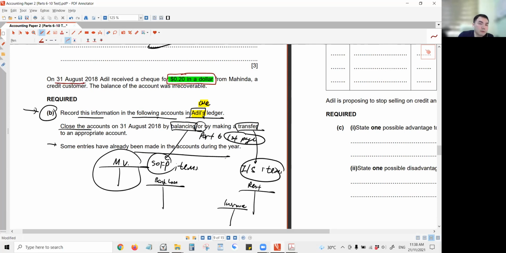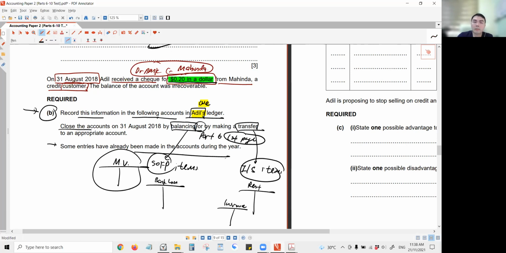On 31st August 2018, we received a check from Mahinda, a credit customer. In fact, here it has told you that Mahinda is our customer. Even without this line, you must know Mahinda is our customer by observing the T account. What should you do? Debit bank, credit Mahinda, right? We receive a check from Mahinda. Debit bank, credit Mahinda. Next, we have to know what is the amount. How much is written on the check?